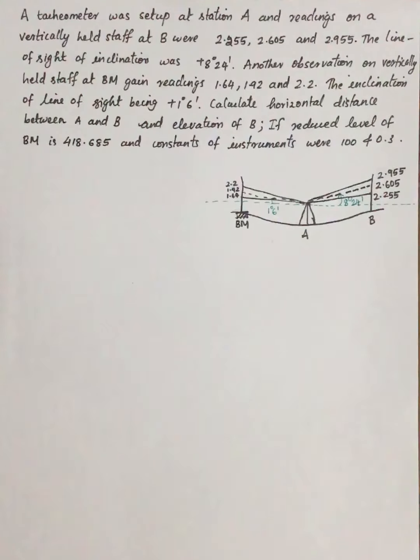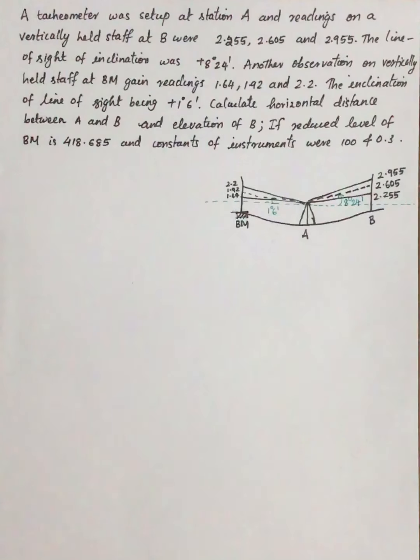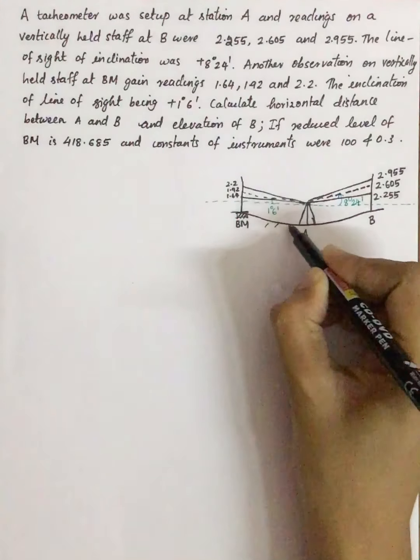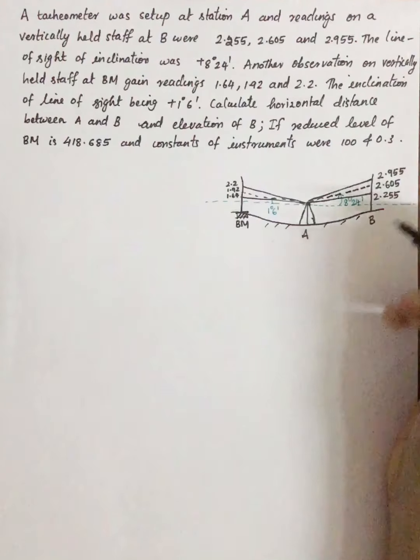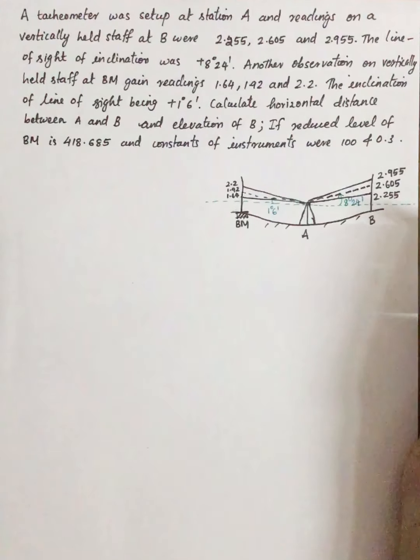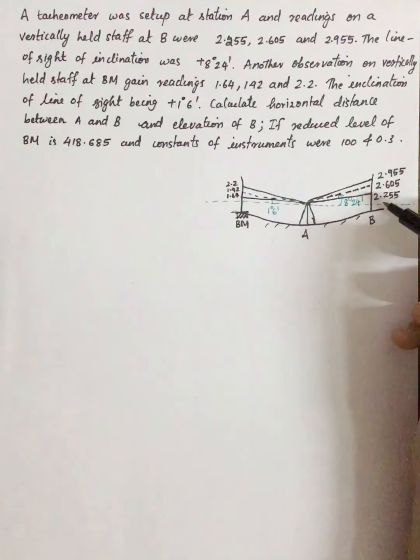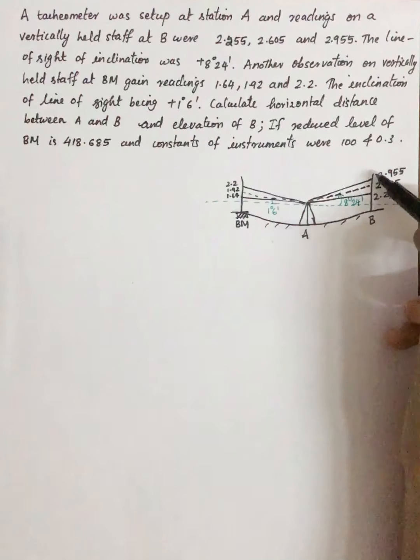So this is the question. Based on the question, you can draw a figure or profile. We have an instrument station A. Readings were taken to a point B where the staff is held vertically. So at B, a staff is held vertically.